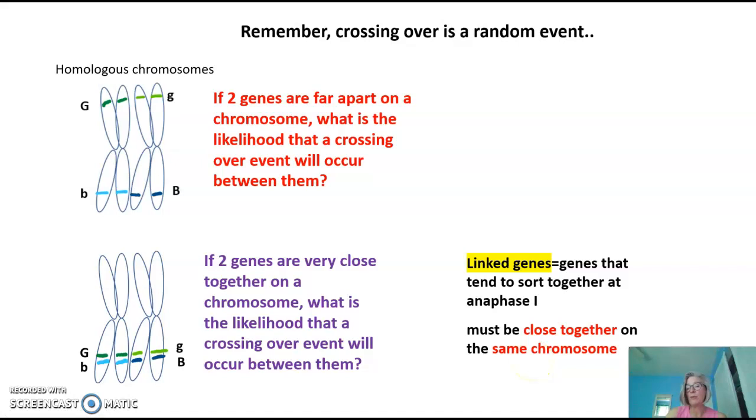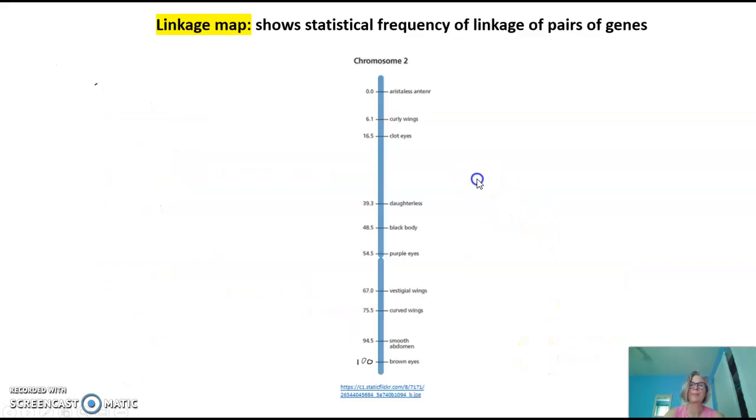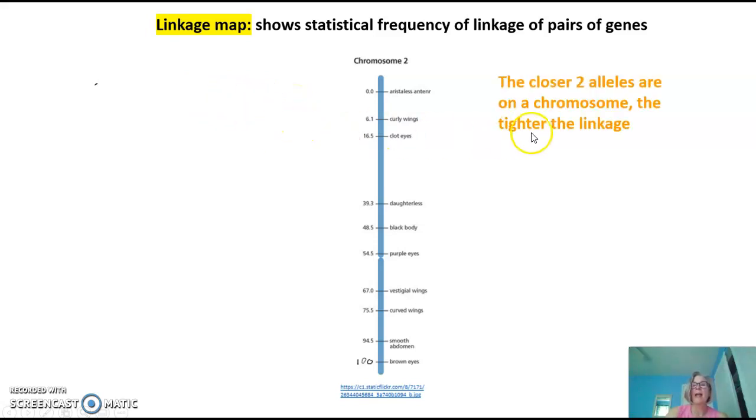Just being on the same chromosome isn't enough, because if they're far apart on the same chromosome, the likelihood of a crossing over event between them is very high. They have to be close together on the same chromosome. We could look at something called a linkage map to show the statistical frequency of linkage between pairs of genes. The closer two alleles are together on a chromosome, the tighter the linkage.